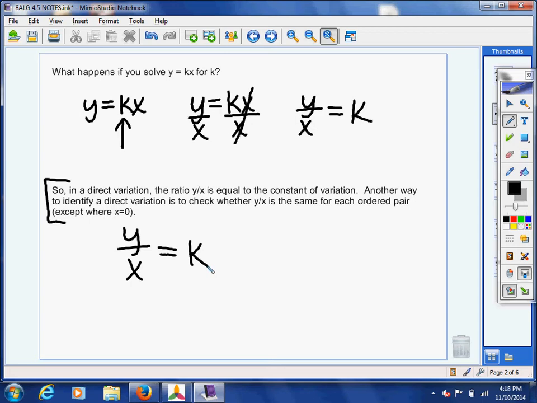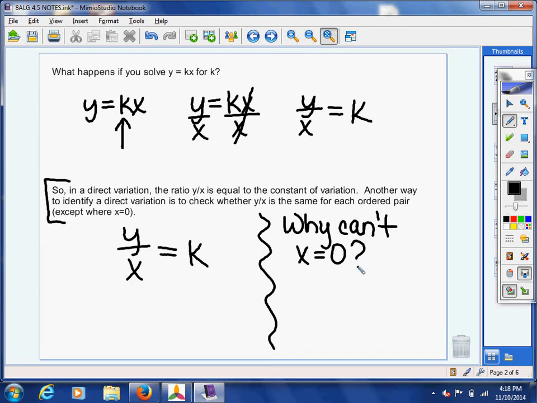Now I want you to answer this question on the side. Why can't x equal 0? What's the big deal about that? If you can answer that question, I'll give you a bonus point.